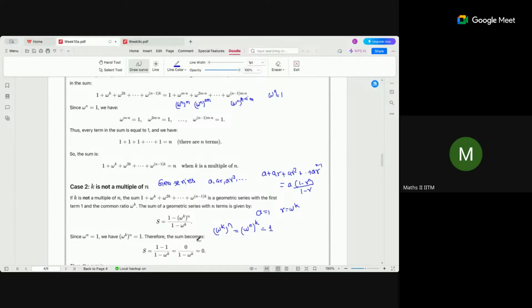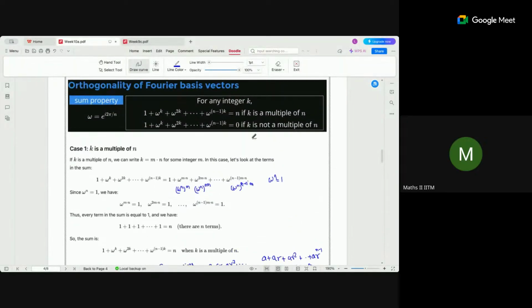So you see that this sum is 0 when k is not a multiple of n. Is it clear that the sum is equal to 0 when k is not a multiple of n? So for both the cases, is it clear for everyone that the sum is equal to n when k is a multiple of n and 0 when k is not a multiple of n? Is it clear? Yes or no? Okay, fine.